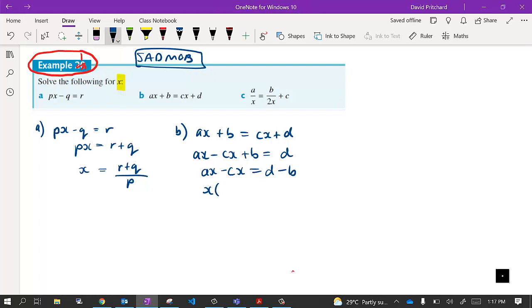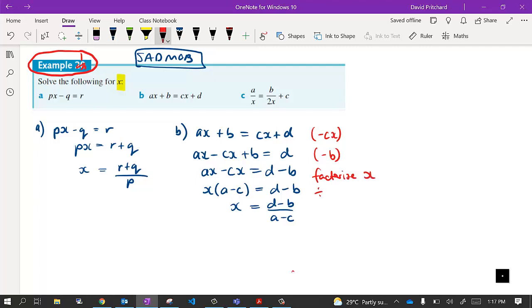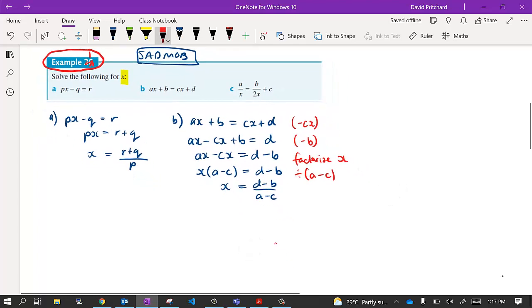So if we take x as a common factor, we're left with a take c is equal to d take b. And the last one is that we can divide both sides by that whole bracket, a take c. So it becomes d take b over a take c. So if I write down those steps, we went subtract cx, because that was logical, and then subtract b, and then it was factorize using x as a common factor, divide by the whole bracket, a take c. So hopefully that makes sense.